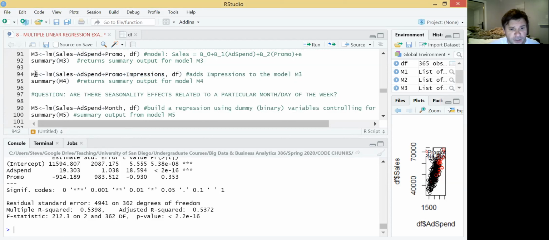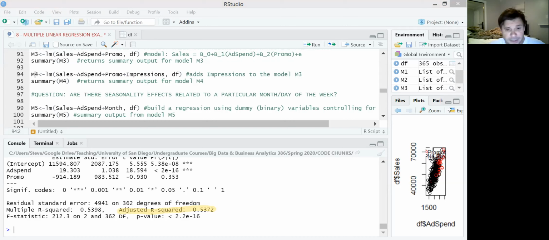And the question is, does adding this extra feature, impressions, provide us enough extra explanatory power to offset the added complexity in the model, which means we may not generalize as well when we try to predict out of sample? And to think about that, remember a nice metric to utilize here is the adjusted R squared. The adjusted R squared on model 3 was 53.72.